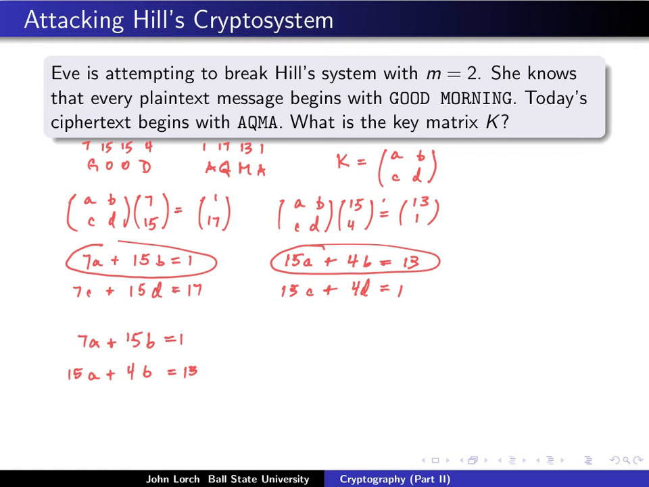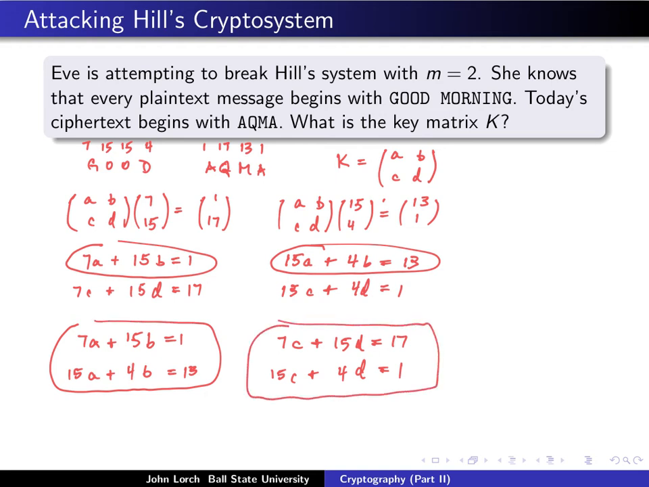Okay, now we can also gather the C's and D's. So there we would have 7C plus 15D equals 17, and 15C plus 4D equals 1. Okay, now we can recast these two systems of equations involving A and B on the left and C and D on the right in terms of matrices.